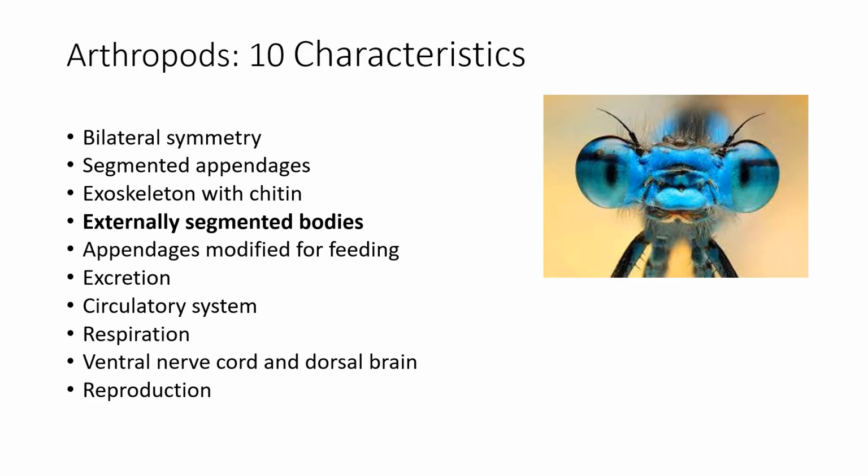All right, so we've got bilateral symmetry, segmented appendages, and an exoskeleton made with chitin. The next major characteristic is an externally segmented body.